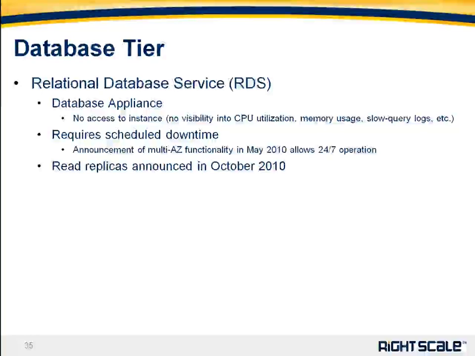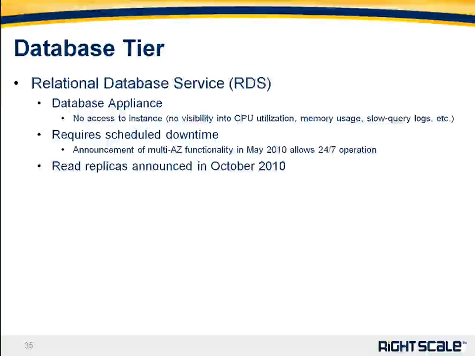A lot of our customers in the last couple months, 6 months, 8 months or so, have started to ask us about RDS, Amazon's relational database service. Similar to an ELB, as we talked about earlier, it's an appliance. It's a database appliance, and it has the same caveats. You don't have access to that instance. You can't SSH in and look at the CPU utilization. You can't look at the slow query logs. You can't run top on the box, those kinds of things. So if those aren't important to you and you just want to have an appliance out there that does its thing, it can be a very viable solution.